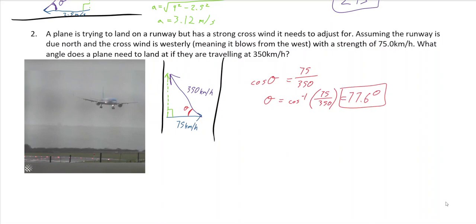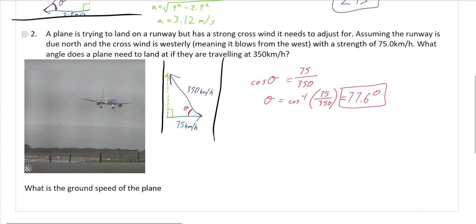Okay, so what angle does the plane need to land at if they're traveling at 350 kilometers an hour? That would be our angle. What is the ground speed of the plane? I should say if they're traveling at an air speed of, there you go. What is the ground speed of the plane at this angle? So this would be like a part B of the same question.